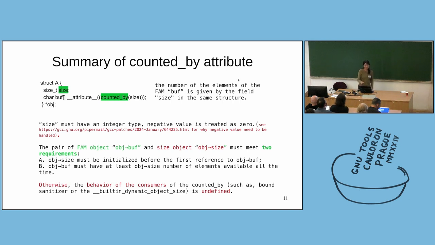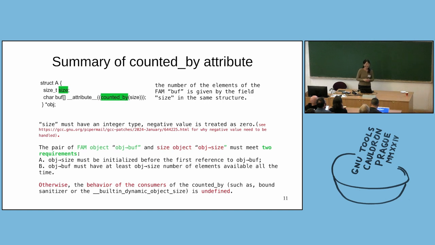Previously, with a flexible array buffer, we didn't know its size. But with this new attribute, we know its size will be specified by another field in the same structure, the size field. This size field must have an integer type, and if it's a negative value, then treat it as zero. In the beginning, we only accepted positive values, but later the Linux kernel requested that we handle negative values, because sometimes they use a negative value as an error code. Zero and positive values will be treated as a size.